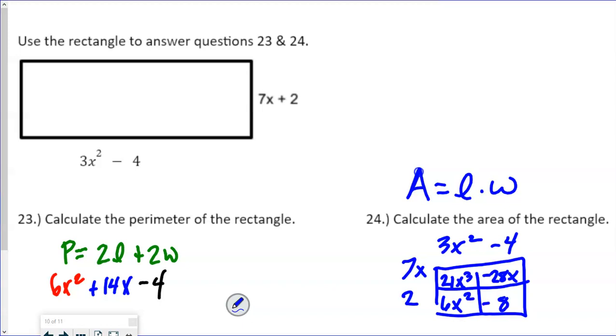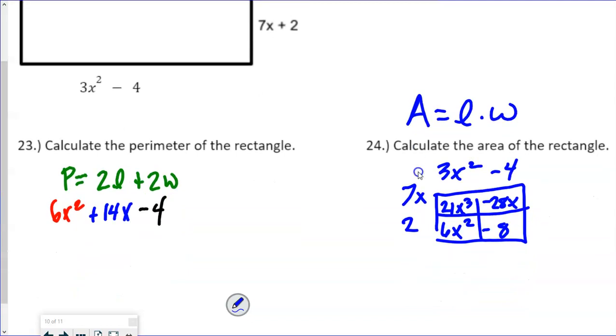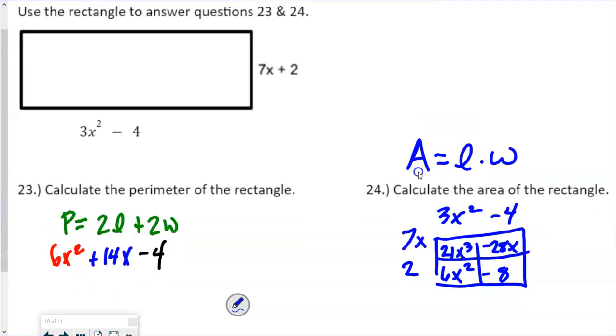Now, do you notice this time we don't have any like terms? Y'all notice that? Now, the reason for that is because we didn't have the same degree polynomials, okay? And when we don't multiply the same degree polynomials, we're not guaranteed that we're going to have like terms in our diagonal, okay? So this is going to be 21x to the third plus 6x squared minus 28x minus 8. Okay?